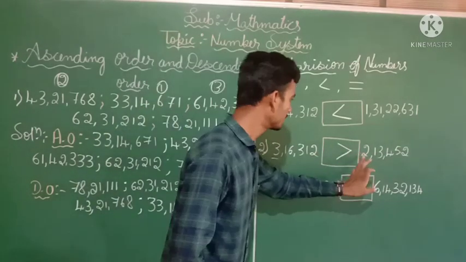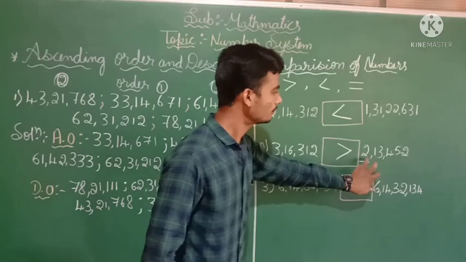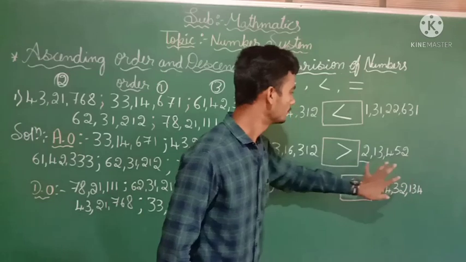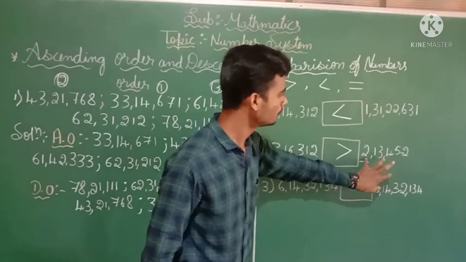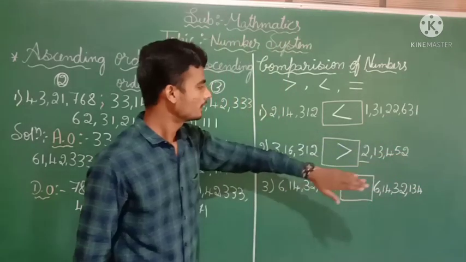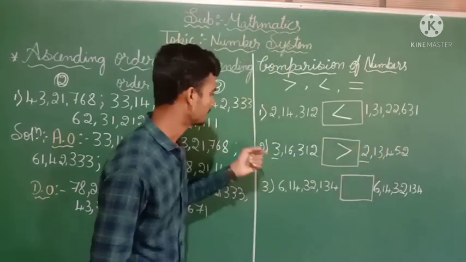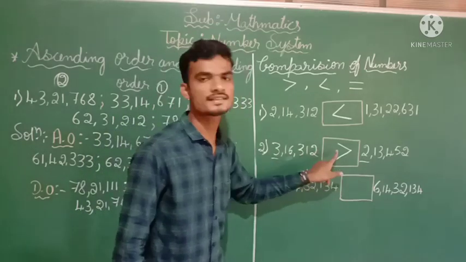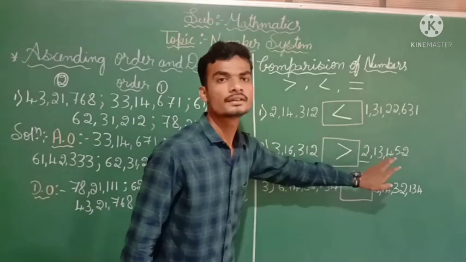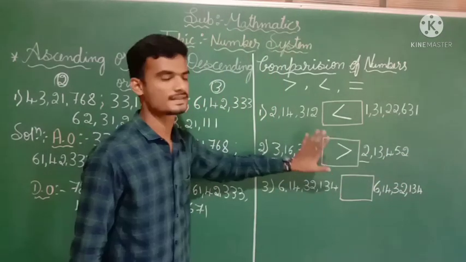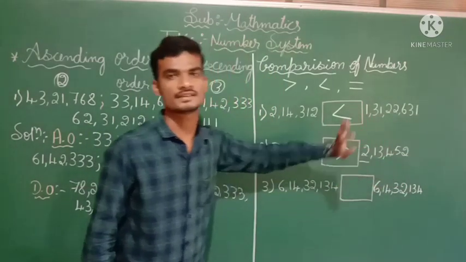Good. Next 2 crore 13 lakh 2,13,452. This is the smaller number. Now we will see 3,16,312 is greater than 2,13,452. This completes it. I hope all of you are clear with this.